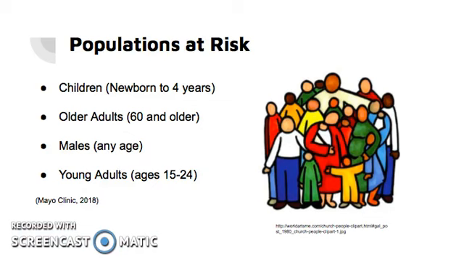Everyone is at risk for a TBI. However, there are certain populations that are at an increased risk for a brain injury. Children, newborn to 4 years, this is due to falls. Older adults, 60 and older, this is also due to falls. Males at any age, due to being more likely to engage in risky behaviors. Young adults, ages 15 to 24, also due to risky behaviors and motor vehicle accidents.